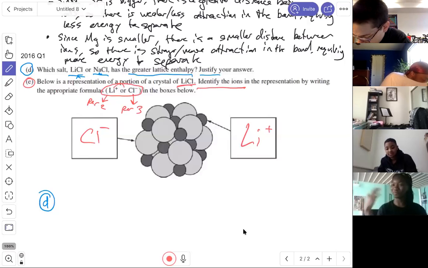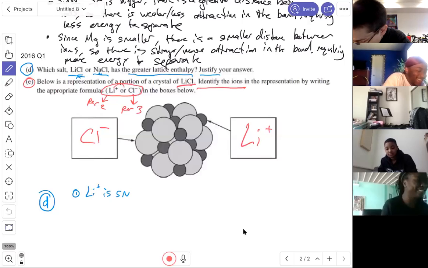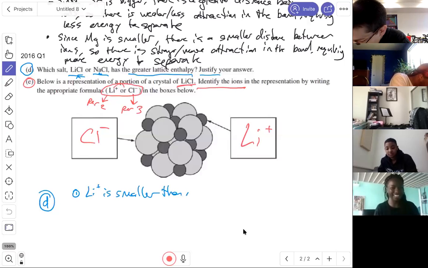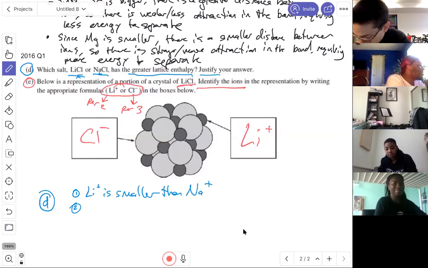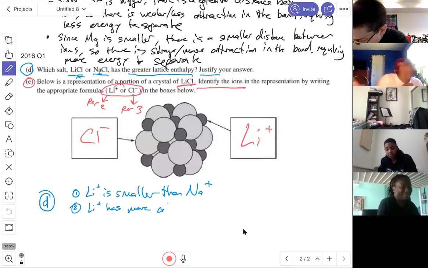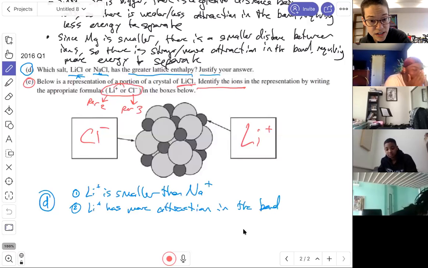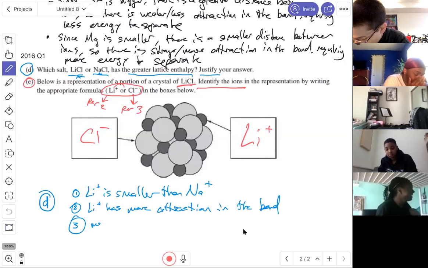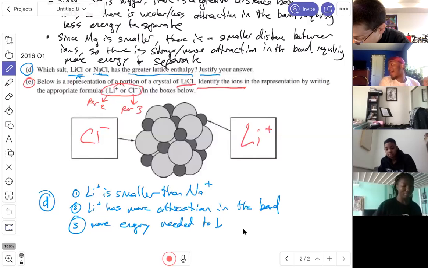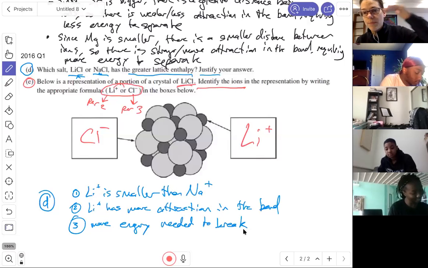Yep, because you did the thing, right? So you said, first, Li is smaller than Na, right? And then that means Li has more attraction in the bond. And that means more energy needed to break, right? So those are your 3 parts to be able to use Coulomb's law.